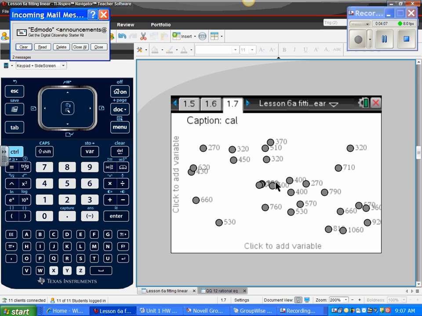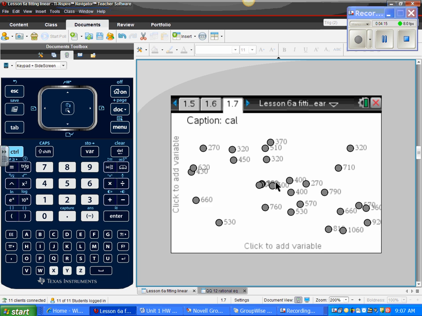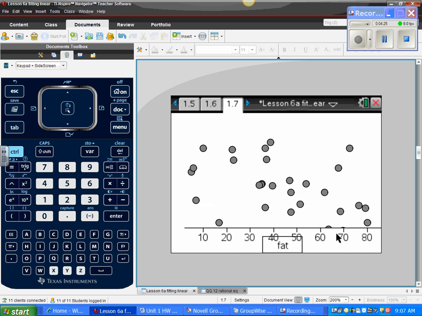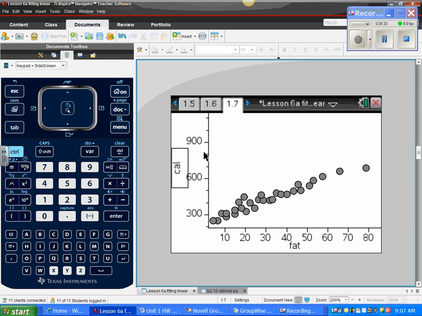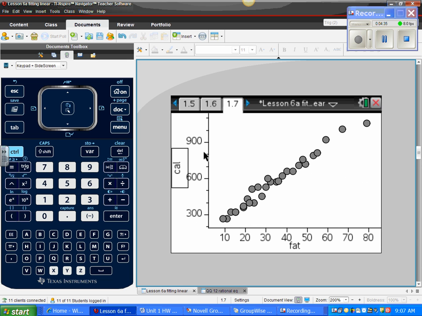Now, right now, all the data values are just thrown on there. It looks like somebody threw up on the screen, right? What do I have to do in order to make it appropriate for my data? Good, I have to click and add my variables, right? So down below where my domain is, that's going to be what? Fat, very good. So click, select fat, and all my data values are going to move. Now up here, click and select calories, and then we get this beautiful scatter plot.